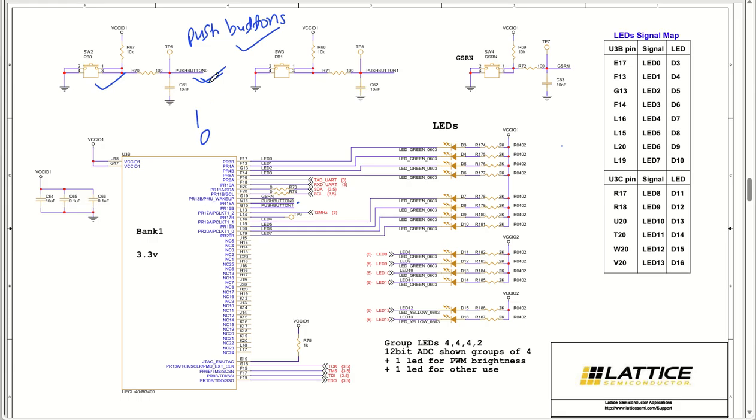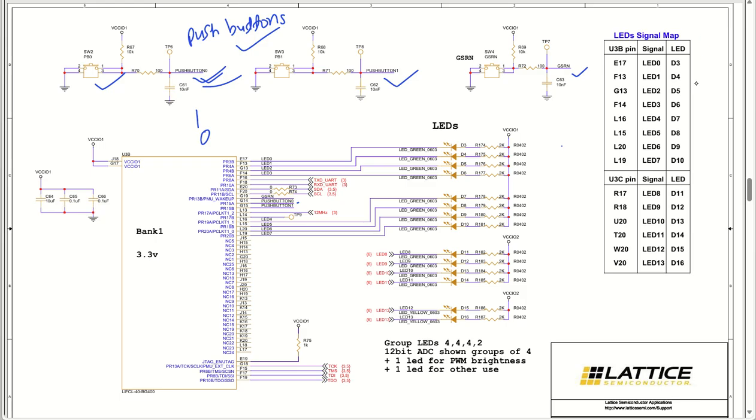So you have three push buttons. You can see we have push button 0, push button 1, and one more general purpose push button, which can be used for any functionality or even reset and wake up functionality. So this was all about the push buttons. Coming back to the LEDs.